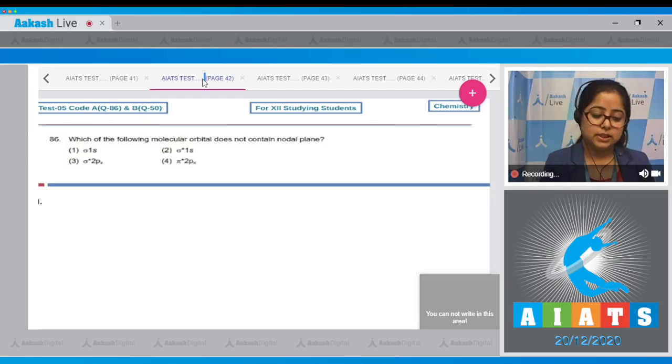Question number 86. Let's read the question. Which of the following molecular orbital does not contain nodal plane? Student, this is very clear. Sigma 1s does not contain any nodal plane. That means the correct answer is option number 1.